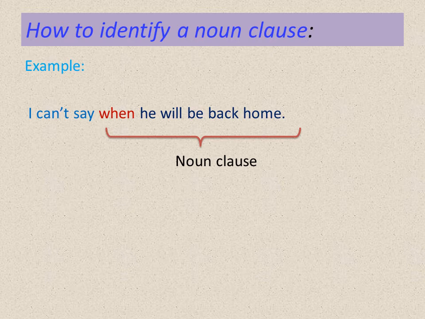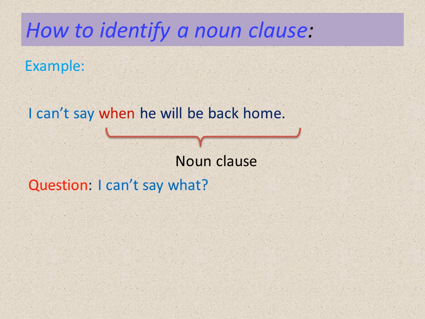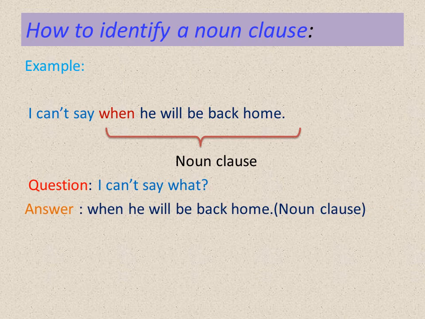This is one method. Another method is to put the question what to the main clause verb. The question is: I cannot say what? The answer will be the noun clause. Here the answer is "when he will be back home." So it is the noun clause in the sentence. Students, we can use either the first method or the second method to identify the noun clause.